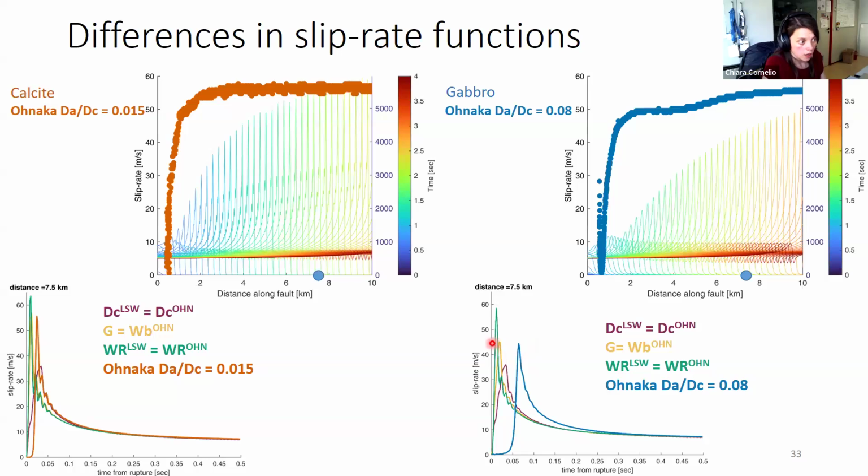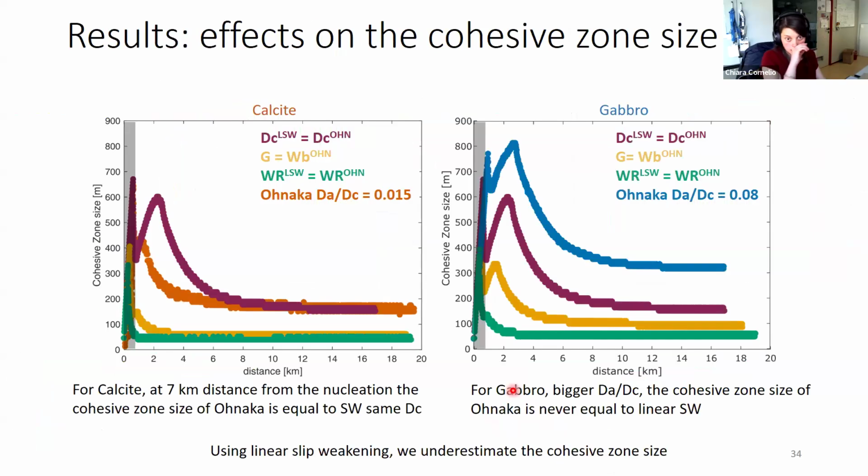Moreover, the peak of the slip rate seems to be really similar if we are considering the same energy between the Onaka friction law and the linear slip weakening one. Finally, looking at the cohesive zone size instead, no matter which of the parameters we decided to keep constant between the Onaka friction law and the linear slip weakening one, we are not able to catch the proper cohesive zone size between the models, especially in the case of Gabbro, in which the ratio dA over dC is bigger.